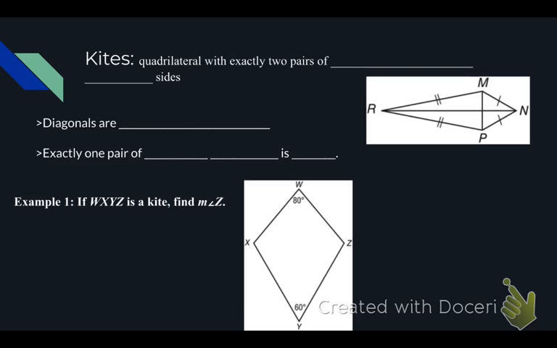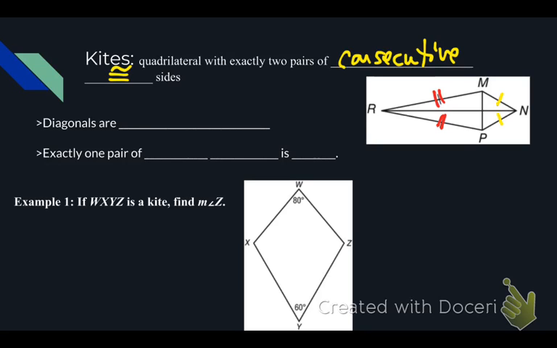two pairs of consecutive congruent sides. So consecutive congruent sides. So you can see the diagram here. We have MNPR. We have single tick marks here, and then we have double tick marks over here. That's what makes a kite.